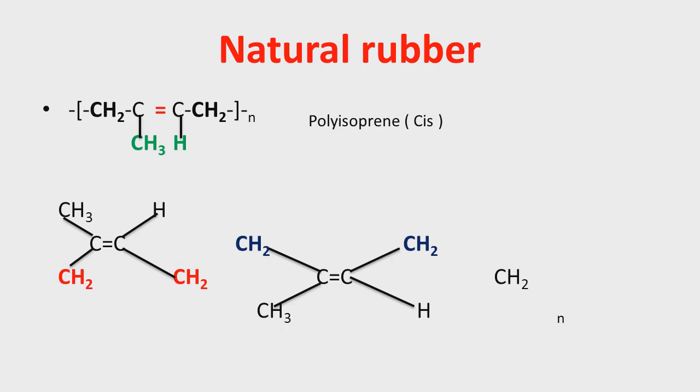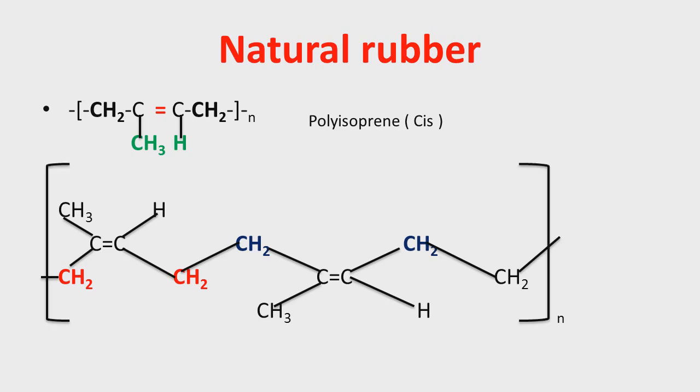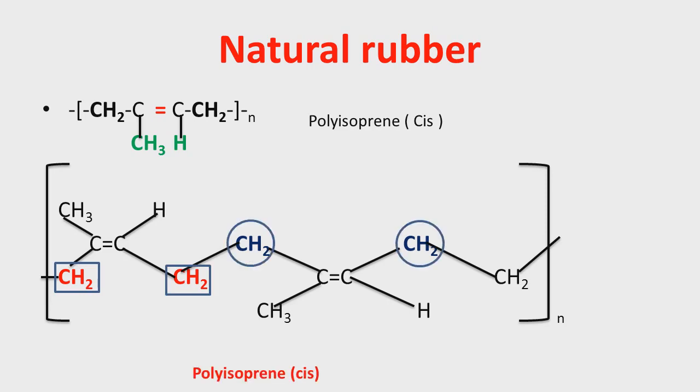Now you can see the CH2 groups are present on the same side. We will repeat this with another monomer of isoprene. If you don't want to do more, then we will extend here. Now you can see in this structure the CH2 groups are present on the same side and therefore it is called polyisoprene, but this is in the cis form and also it is called natural rubber.